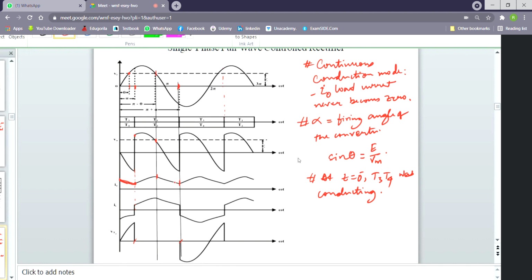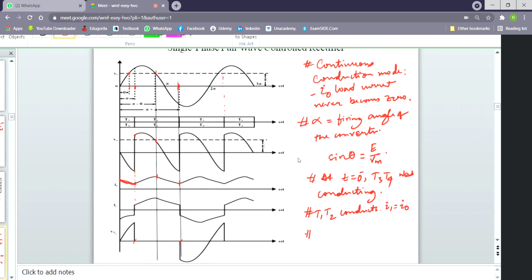What about the input AC current? This is the input AC current, as you can see here. The input AC current I1 is obtained from our I0. By observing this I0, we can easily find out this I1. When T1, T2 are conducting, I1 is equal to I0. So this is I0, and this is I1.